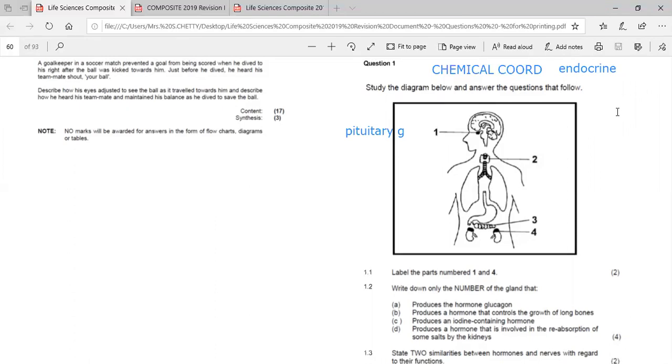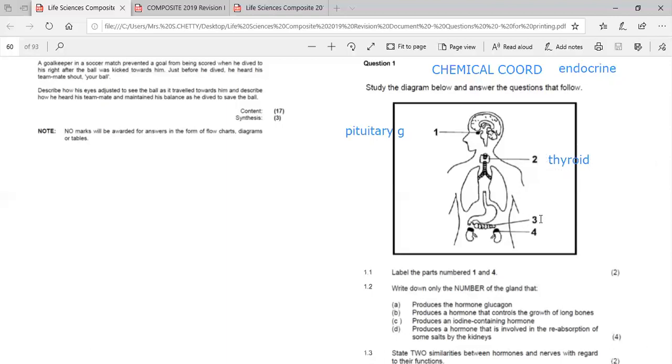Chemical coordination as compared to nervous coordination is much slower. Are you with me, my darlings? Because the hormones are traveling through the blood. With nervous coordination, the impulses travel through nerve fibers. So that's your pituitary gland, followed by this gland here, which lies in your neck area, known as your, yes, you got it right, thyroid gland.